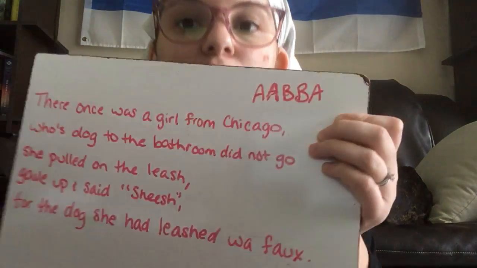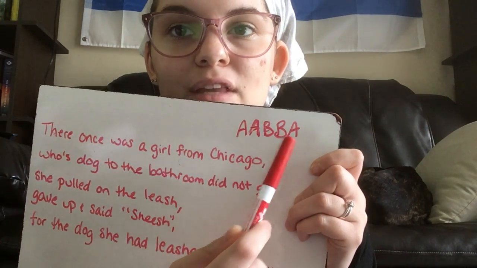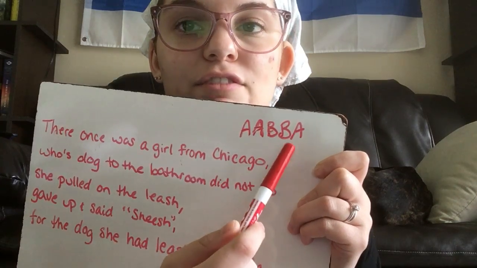So here's an example of a limerick. There was an old man with a beard who said, "It is just as I feared. 2 owls and a hen, 4 larks and a wren have all built their nest in my beard." So if you could tell, the first, the second, and the fifth lines all rhymed. The first, second, and fifth. The third and fourth rhymed with each other, but not with the others. See what I did there? So that's what we call A, B, A. So the first, the second, and the fifth rhyme, and then the third and the fourth rhyme.